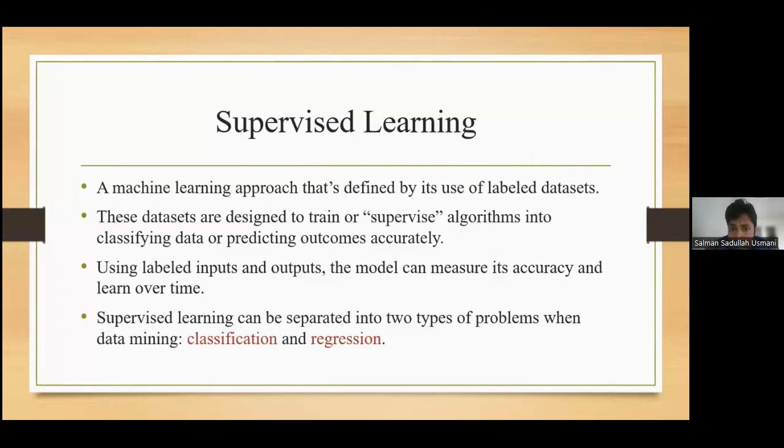These data sets are designed to train or supervise algorithms into classifying data or predicting outcomes accurately. That means you label the data set and then you train the model based on its features, so that it will classify the data and predict the outcomes. Using labeled input and output, the model can measure its accuracy and learn over time. So there are 2 examples of supervised learning: one is classification and another is regression. Okay, so this is about supervised learning.